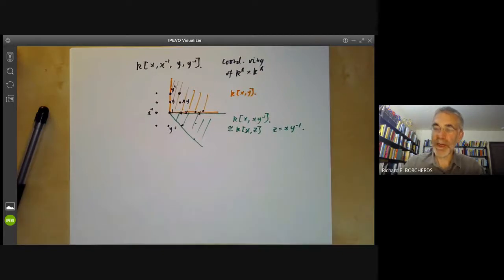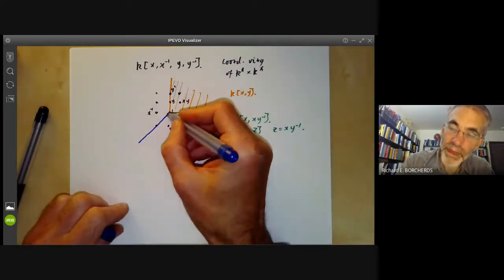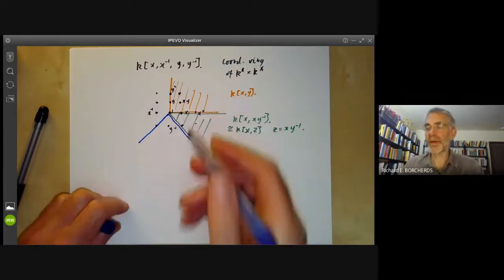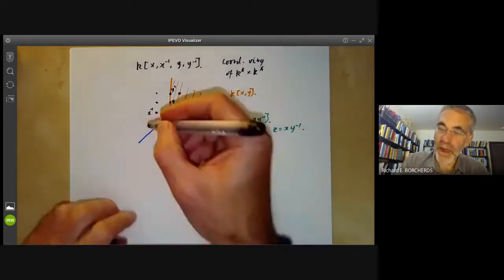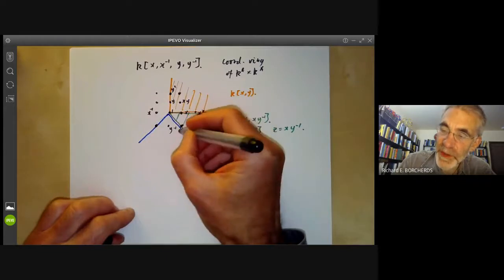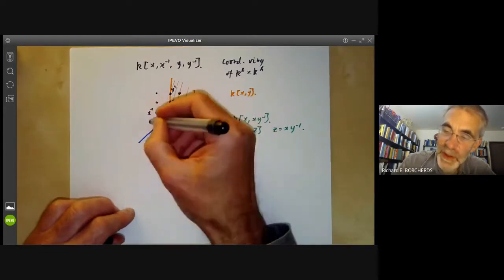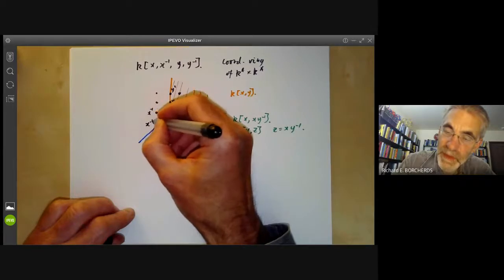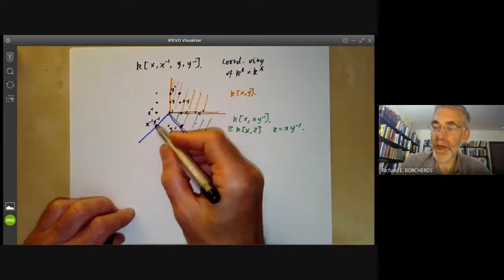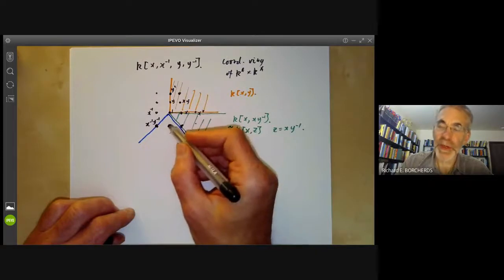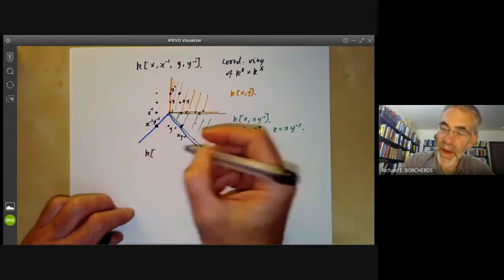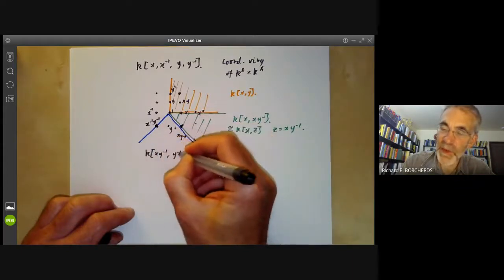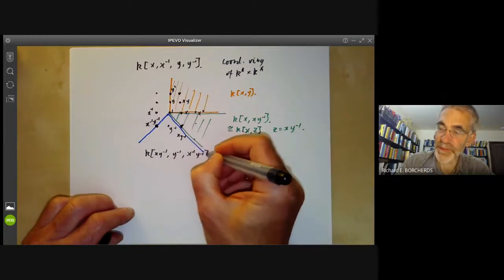Now, let's try this cone here. It looks at first sight as if this is going to give us yet another example, but something different happens because, you see, if we take these points, they correspond to xy to the minus 1, and x to the minus 1, y to the minus 1. If we take these two monomials here, they do not generate all points in the cone. They don't generate the monomial y. So here we're now getting the ring k[xy to the minus 1, y, x to the minus 1, y to the minus 1].